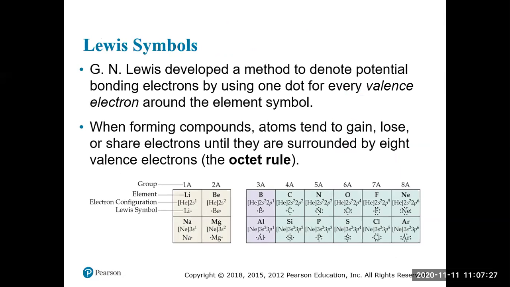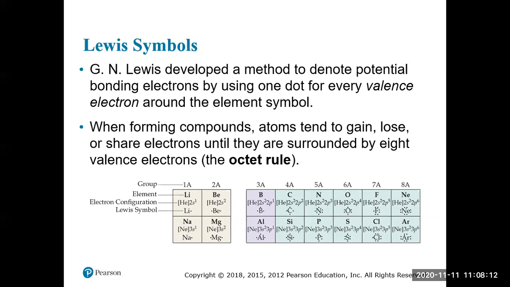So we touched on this a little bit in the last lab, and that's the Lewis dot structures. And so Lewis developed this method to denote the bonding electrons by using a dot for representing a valence electron and putting it around the element symbol. And so when we form compounds, atoms can gain, lose, or share electrons, and Lewis devised this way where you want that element surrounded by 8 valence electrons, and this is known as the octet rule.